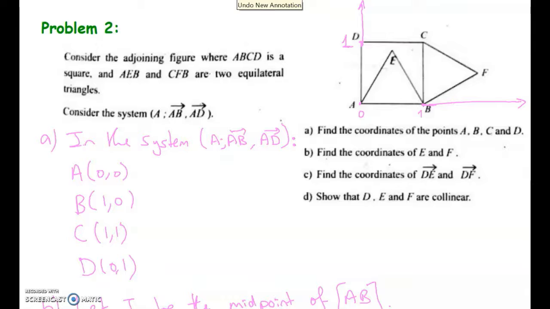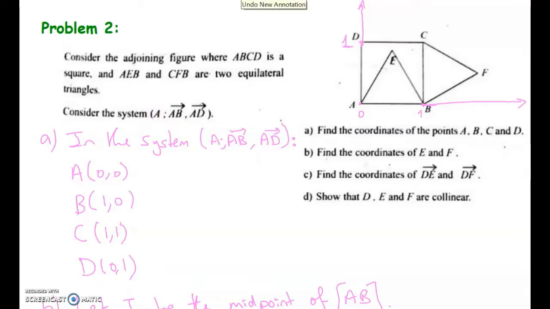Now, part B, find the coordinates of E and F. Now, here is where the work starts. How do you find the coordinates of E? Now pay attention, in the book they forgot to label this E, so please fix it. How do we find the coordinates of E and F? To find the coordinates of E, I want to write AE, because A is the origin, as a linear combination of AB and AD. So this is our goal.